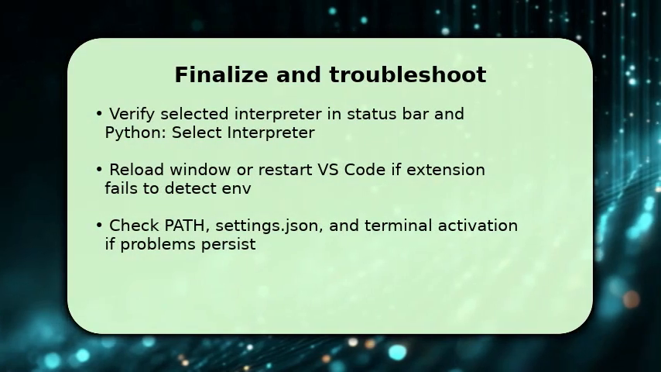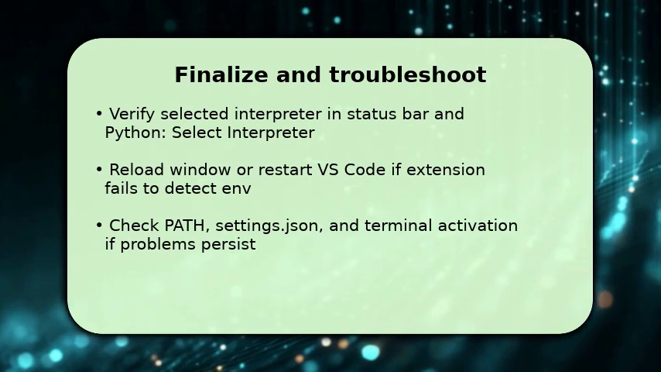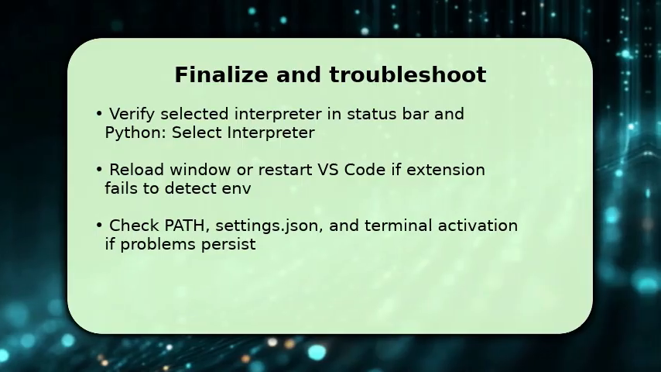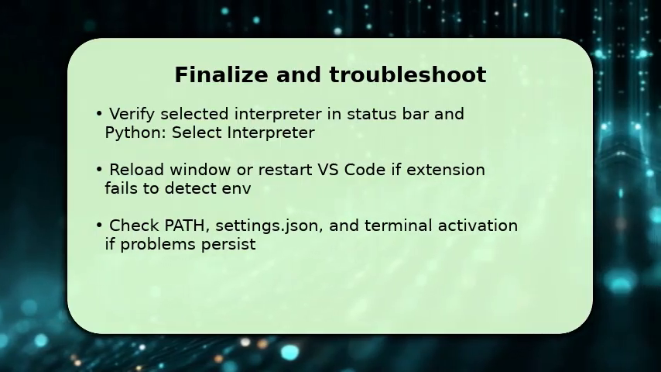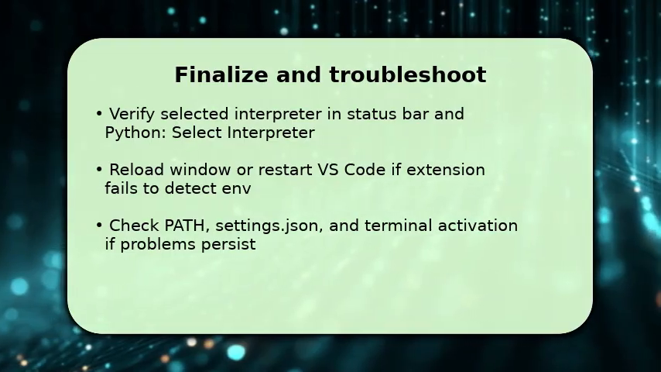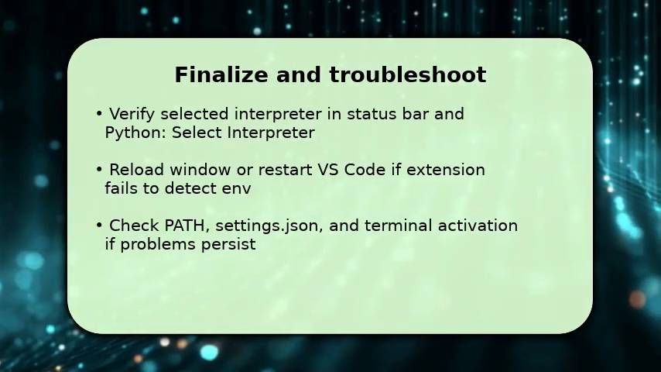To finish, confirm the version shown in the status bar and run python --version in the integrated terminal to double-check. If tools still use the wrong version, open Command Palette and run Developer: Reload Window, or restart VS Code. This forces the Python extension to rescan environments.